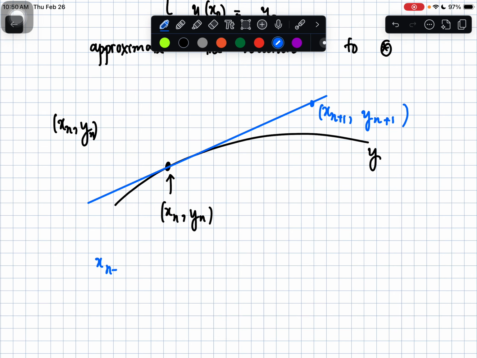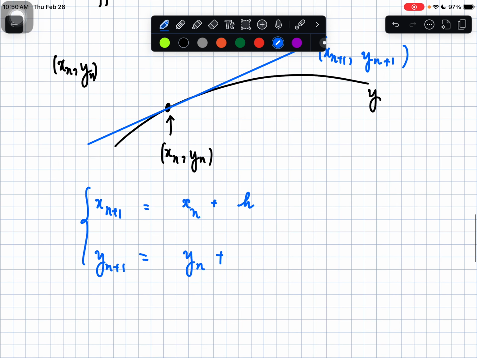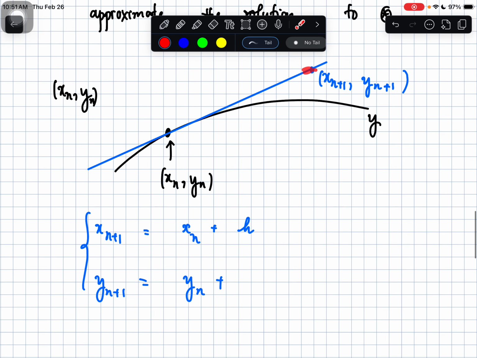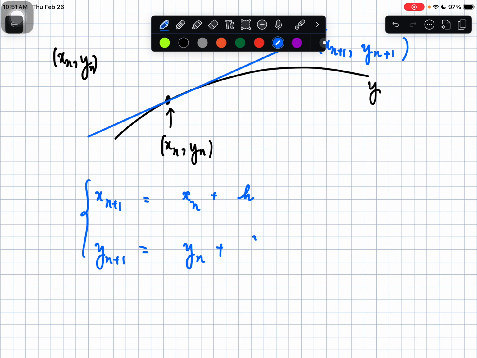So xn plus 1 is xn plus the step size h. Yn plus 1 is yn plus, because this point is living on the tangent line, the slope of the tangent line is y prime at this point. By the hypothesis, this is f(x, y). The slope is f(xn, yn) times the step size. So this is the Euler method.